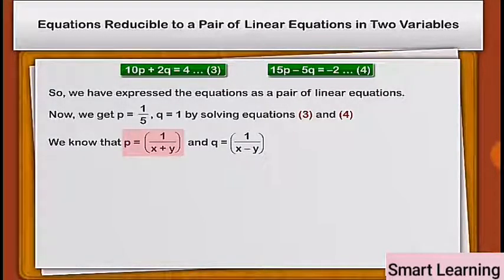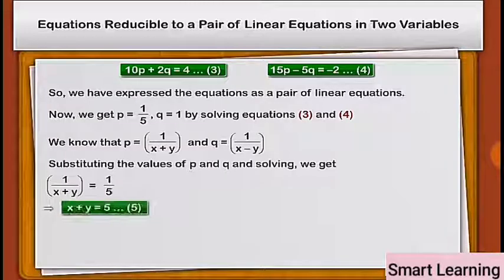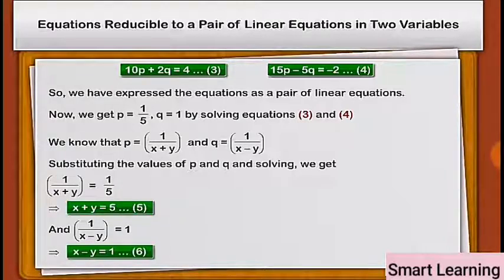We know that p is equal to 1 upon x plus y and q is equal to 1 upon x minus y. Substituting the values of p and q and solving, we get 1 upon x plus y is equal to 1 upon 5, which implies x plus y is equal to 5. This is now equation 5. And 1 upon x minus y is equal to 1, which implies x minus y is equal to 1. This is now equation 6.